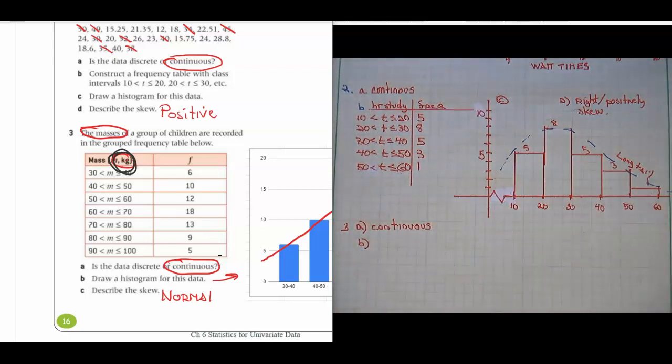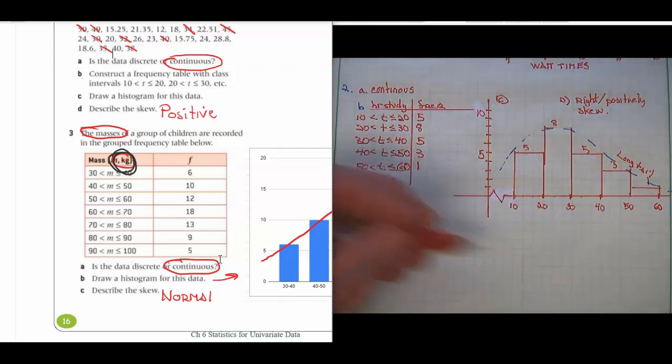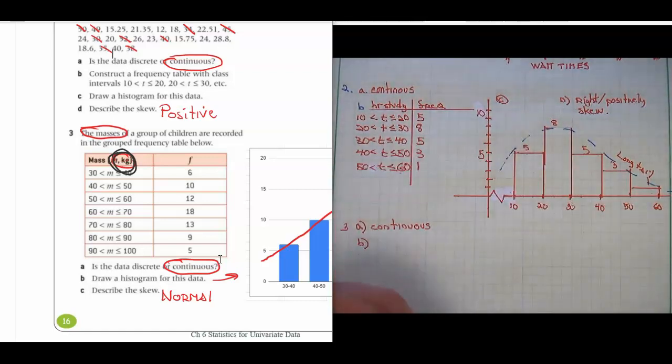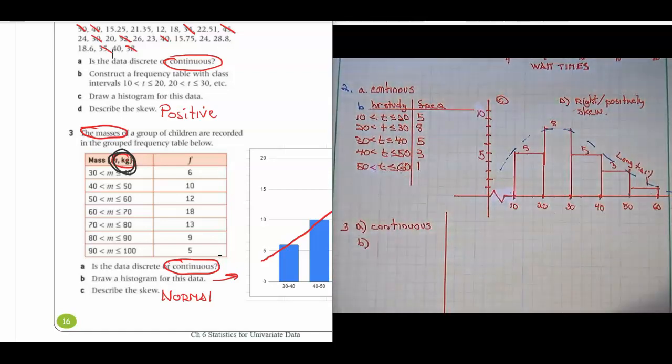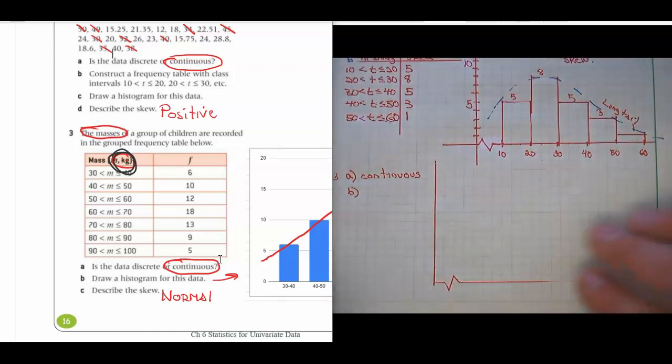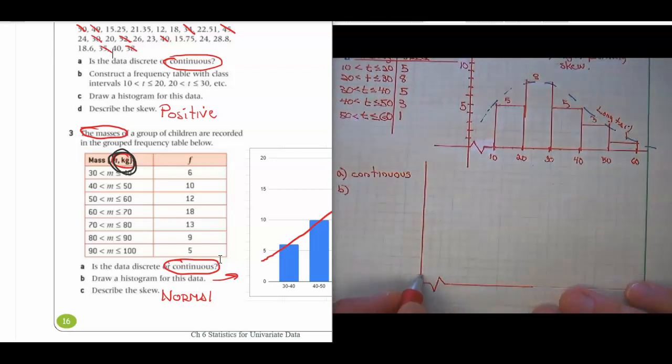All right, draw the histogram. So this thing goes from 30 to 100, and then the frequency goes up to 18. So I'm going to count by twos on this. 2, 4, 6, 8, 10.